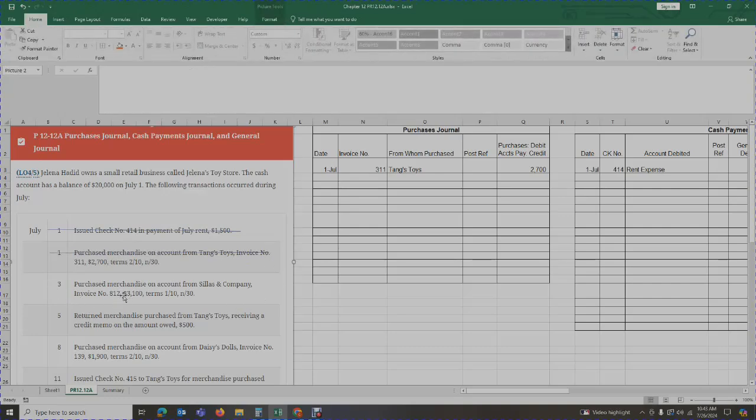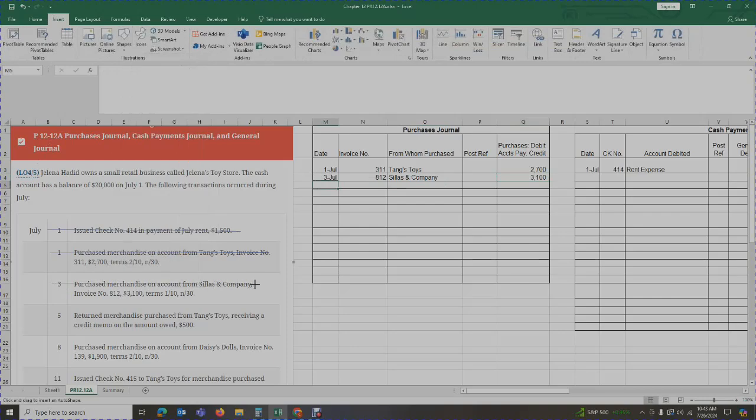On July the 3rd, you purchase more merchandise on account, this time from CS and Company. Invoice number 812, amount $3,100, terms 1/10, net 30. So we're making another purchase on account. If you make a purchase on account, it goes on my purchases journal. This is happening on July the 3rd, invoice number 812, coming from CS and Company, and we made a purchase of $3,100.